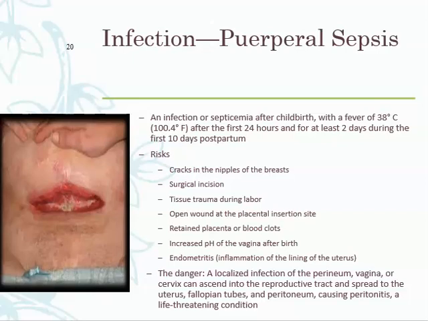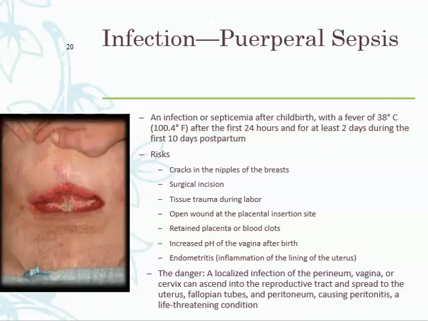So making sure they're voiding frequently, that they're using good peri care, that will help with both the urinary tract infections as well as the endometritis, making sure they're washing their hands before and after peri care, before and after breastfeeding, because those contaminants that are already on their hands can increase their risk of infection as well. There are lots of factors that can predispose them to these infections.